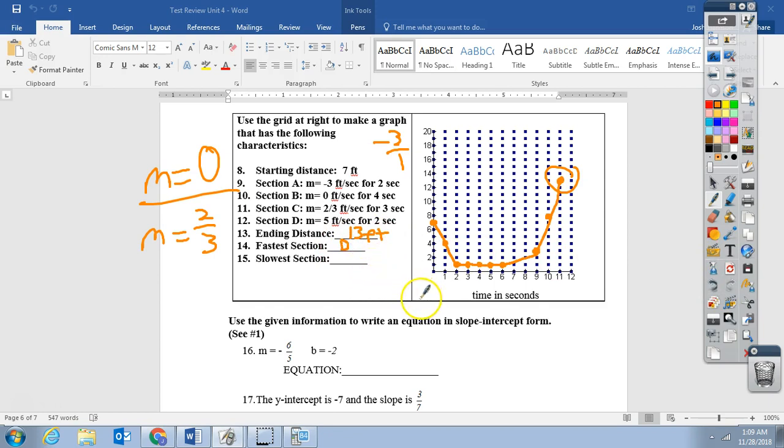What's the slowest section? 0, when you are not moving, in section B. Section A is here, section B is here, C is here, and D is here. D's the steepest. That's the fastest. B's the flat one, 0. That's not the steepest. It's the slowest.